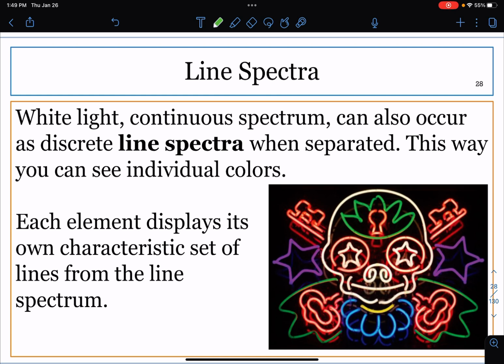In contrast to continuous spectra, light can also occur in discrete line spectra. Exciting a gas, which means heating the gas under certain conditions, adding energy to it, will produce line spectra. This is how neon signs operate, and we can see individual colors this way.